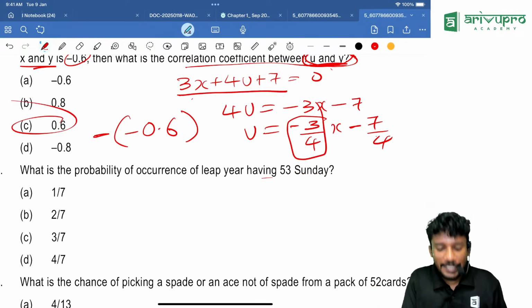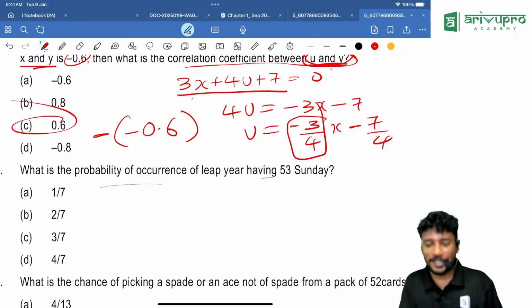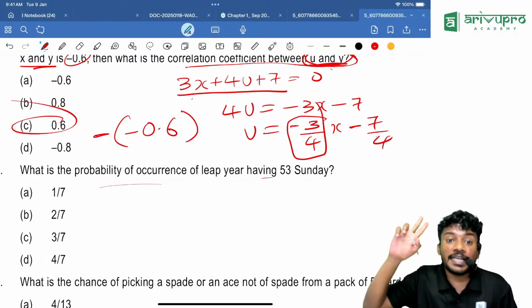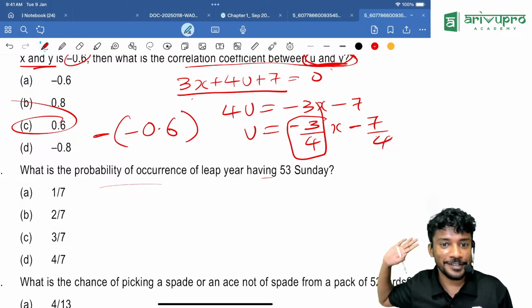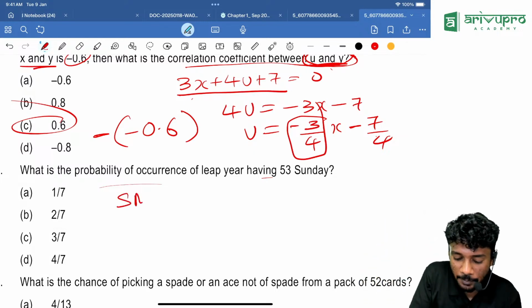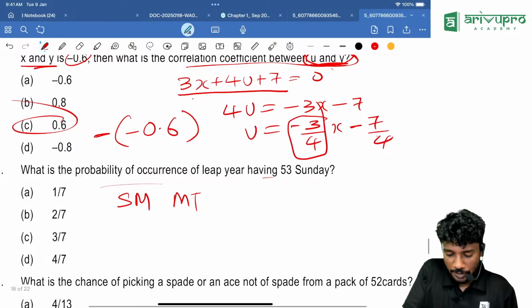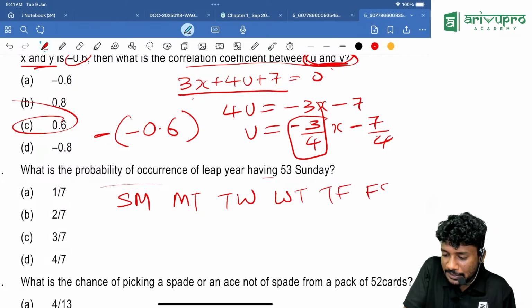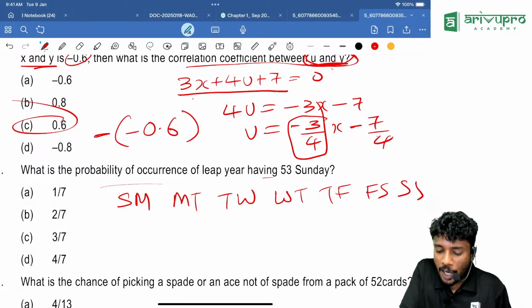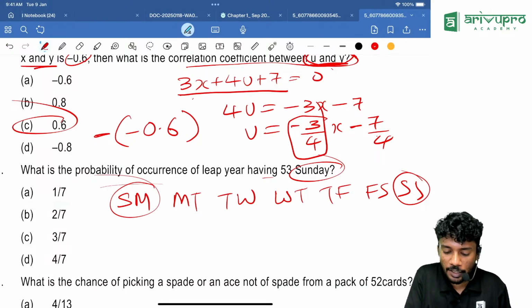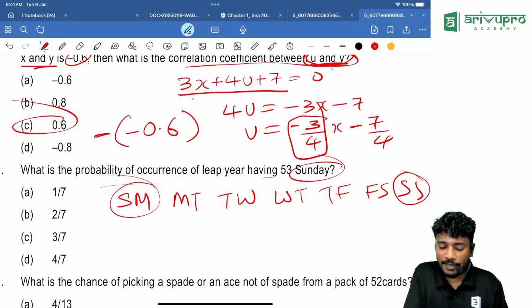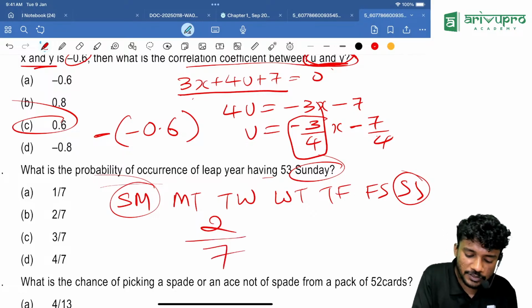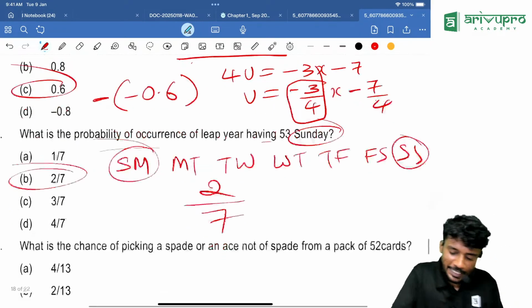Leap year. Leap year means what, people? Leap year means 2 days will be pending at the end of the year. That 2 days can be Sunday, Monday; Monday, Tuesday; Tuesday, Wednesday; Wednesday, Thursday; Thursday, Friday; Friday, Saturday; Saturday, Sunday. Now, how many times are Sundays occurring? 2 times. And how many combinations are there in total? 7. That means 2 by 7. Answer is option B. Next one.